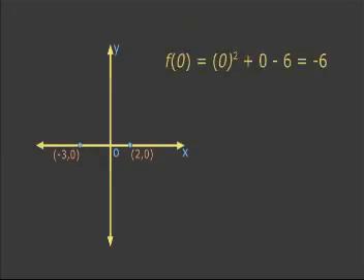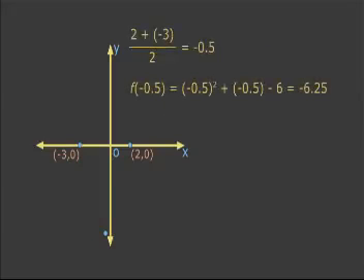Next, f(0) = −6. So, the graph of f has its y-intercept at −6. We can calculate the vertex of the parabola by determining the midpoint between the two x-intercepts, which is −0.5.